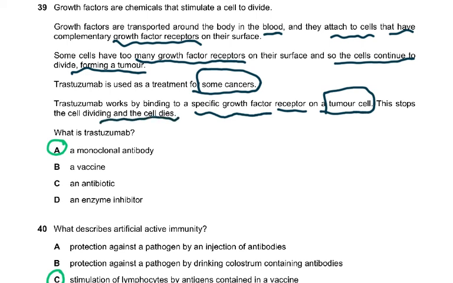What is trastuzumab? Now, if you remember the monoclonal antibody, the syllabus says you've got to know it in diagnosis and treatment. And what we do is that we have antibodies and then we add a drug to it. And then it will attach to the cancer cell and destroy that cancer cell. So a monoclonal antibody was the answer to that. But you had to understand the question to really figure out that it was a monoclonal antibody.